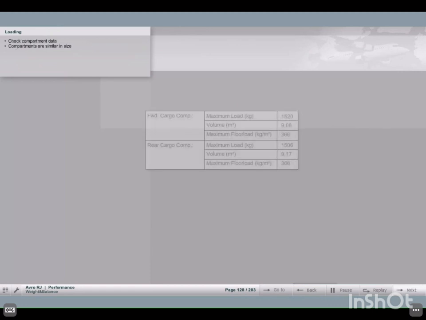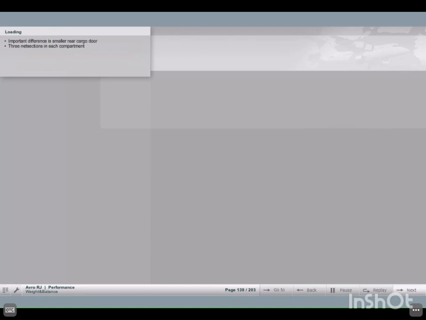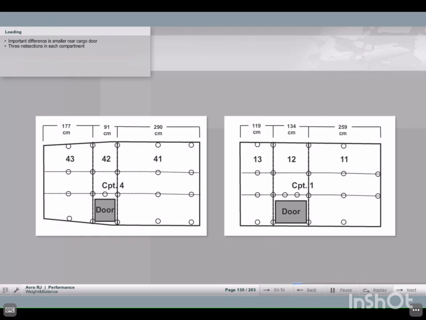Check these cargo compartment data. As you see, both compartments have very similar capacities. An important difference is the smaller rear cargo door. This might restrict package size in compartment 4.